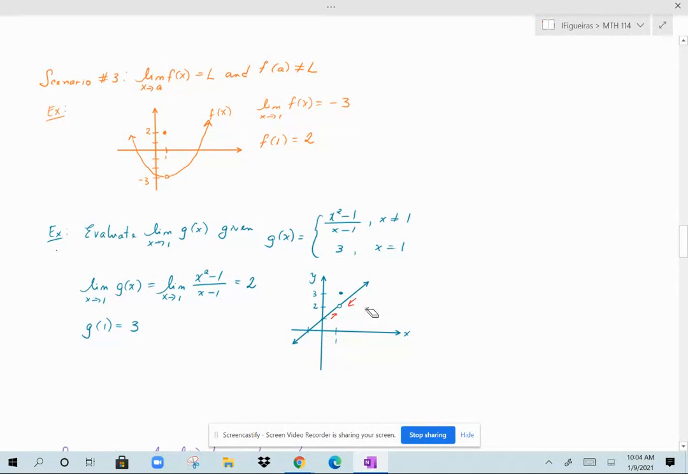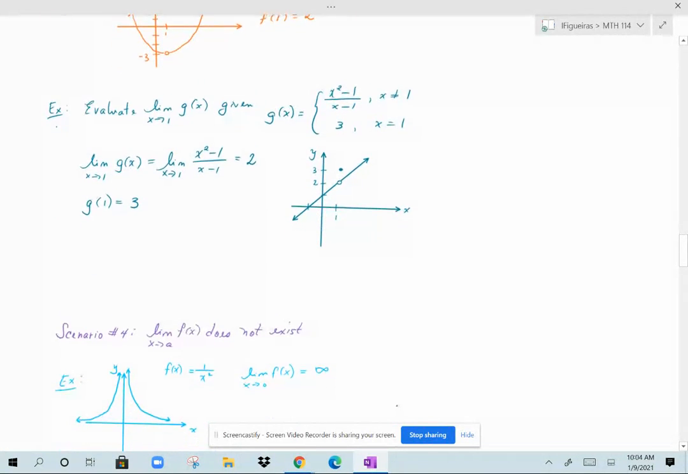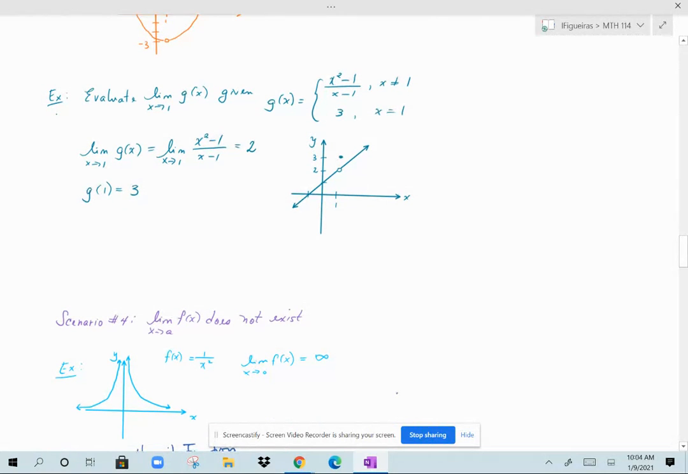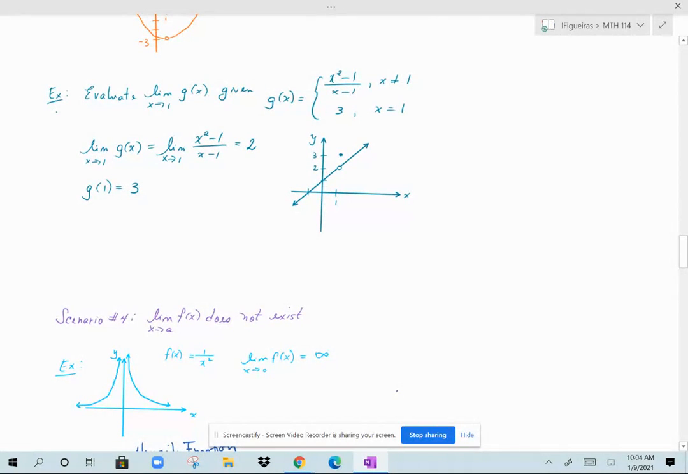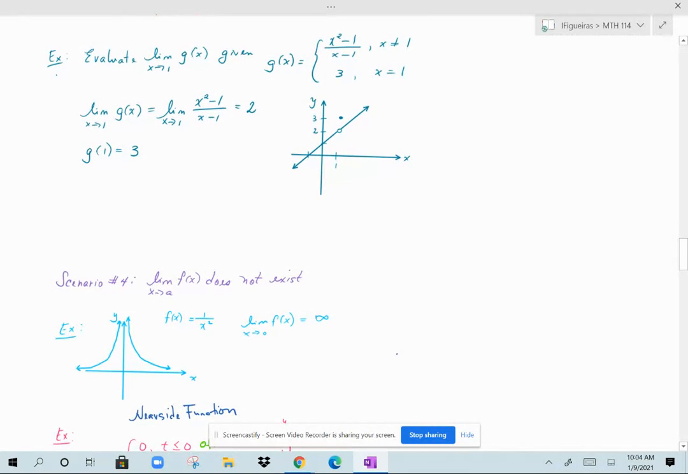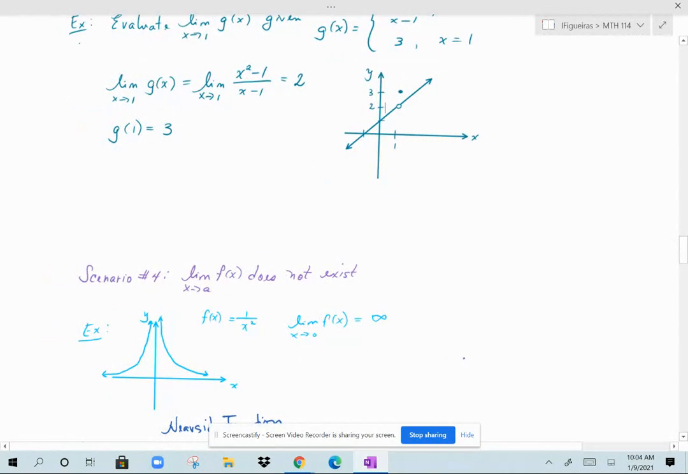Okay, and now let's move on to the last scenario, which is the limit doesn't exist. So there's many reasons why the limit wouldn't exist. One is if it doesn't converge to a finite number. So here's an example. I have f of x is equal to 1 over x squared. This is my graph right here.